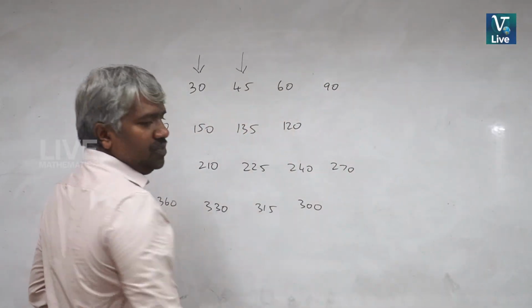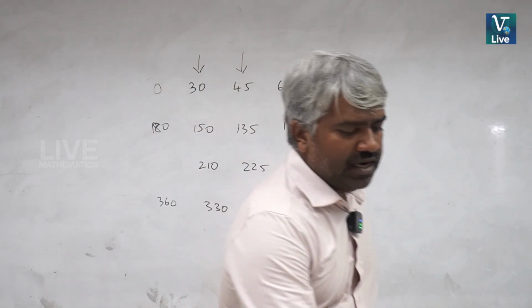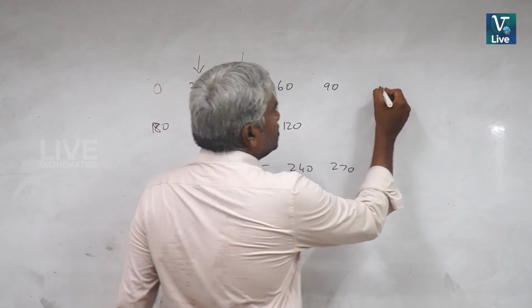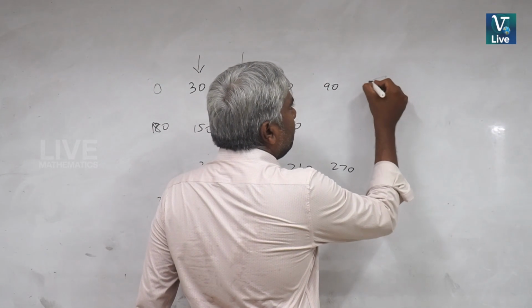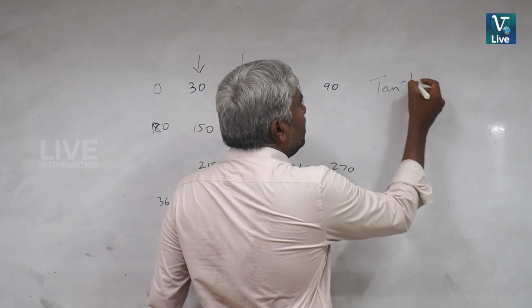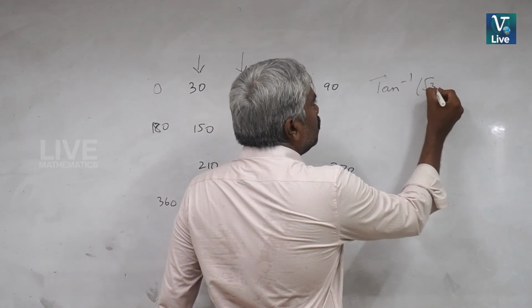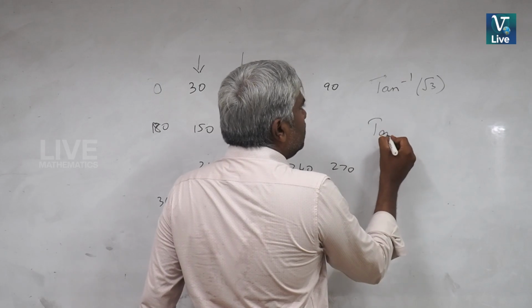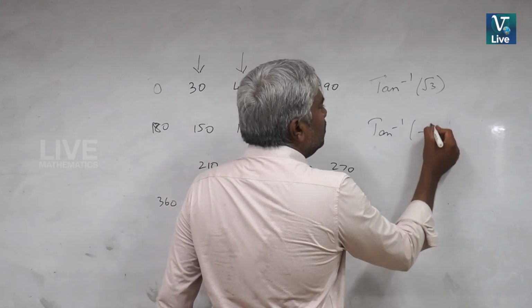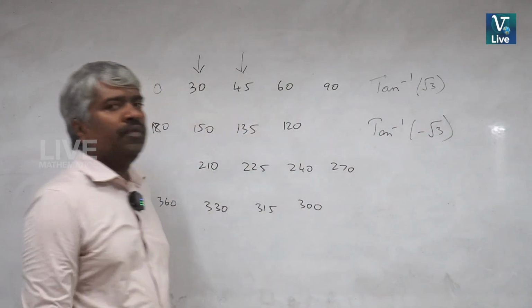Next one, suppose I give you tan inverse of root 3 and tan inverse of negative root 3.